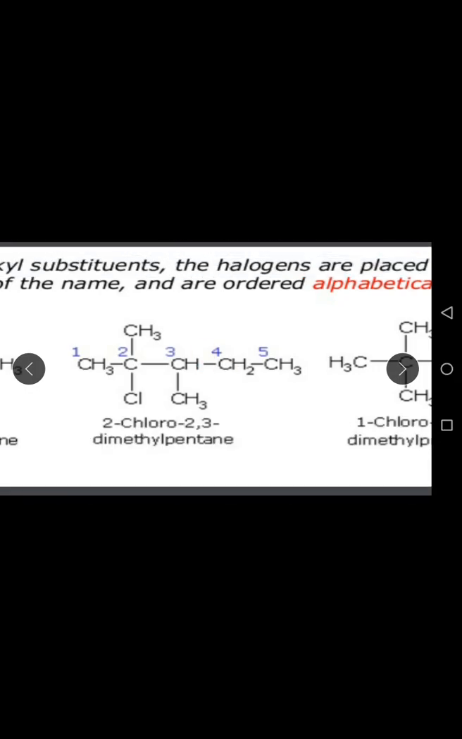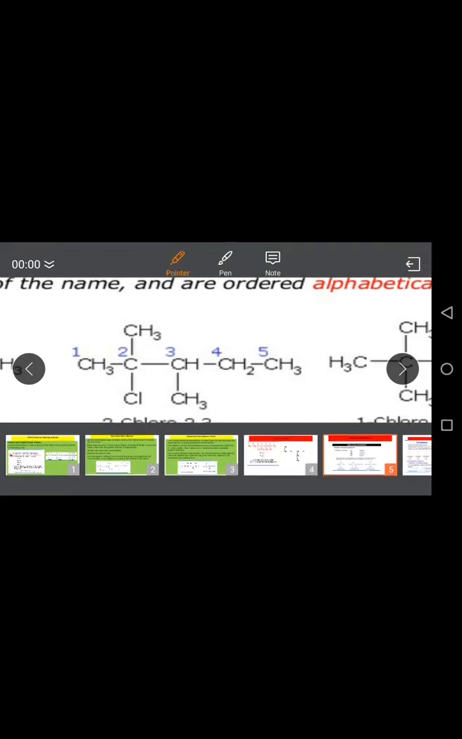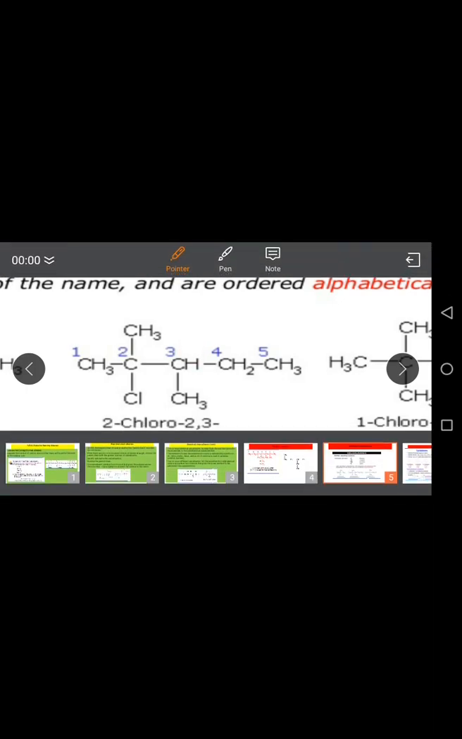Let's look at the second one. Let's look at our parent chain: 1, 2, 3, 4, 5. That is pentane. Then let's look at our substituents. We have chlorine on carbon 2, methyl on carbon 2, another methyl on carbon 3. So it is named 2-chloro-2,3-dimethyl. Don't say 2-methyl, 3-methyl. No. Once it is the same substituent, you don't name them individually by saying 2-methyl and then another 3-methyl. No. You use your prefix di. That is 2-chloro-2,3-dimethylpentane. I hope you are getting this.